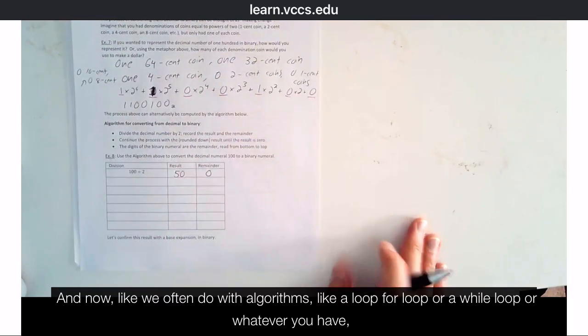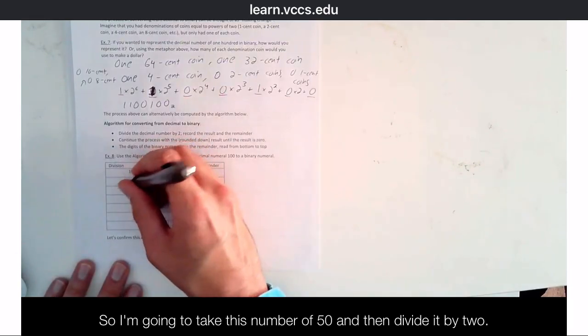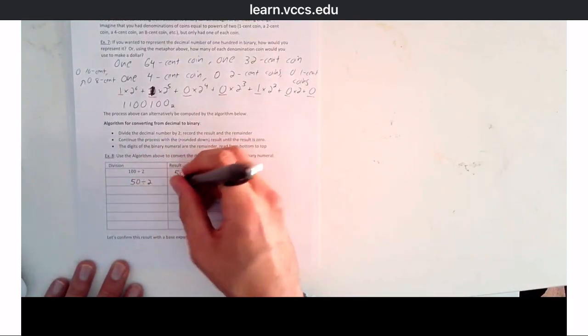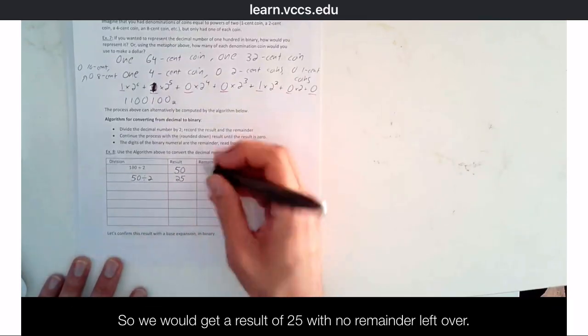And now, like we often do with algorithms, like a for loop or a while loop, we're going to repeat this process. And we're going to keep going until we get the result to be 0. So I'm going to take this number 50 and then divide it by 2. Why 2? Well, because it's binary. There's more I can say about this algorithm, but it's not really necessary to prove it to you in this class. So we get a result of 25 with no remainder left over.